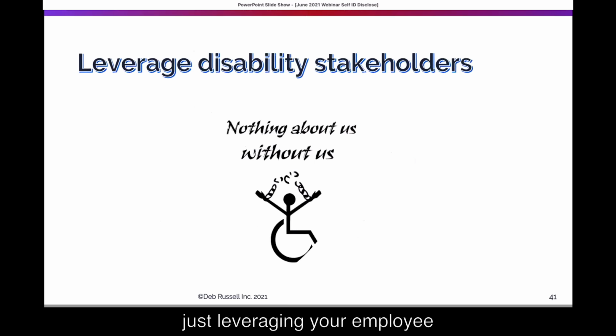In addition to just leveraging your employee resource group because it's a good idea, we see all the time when companies try to do something specific to disability and they don't engage with disability stakeholders, they get kind of slapped.